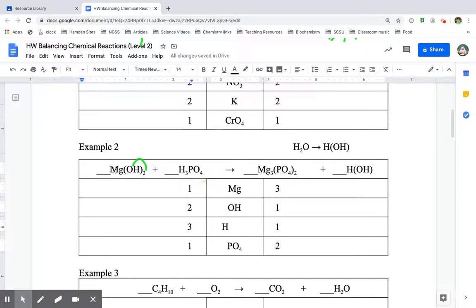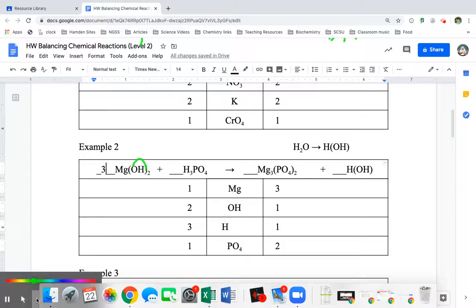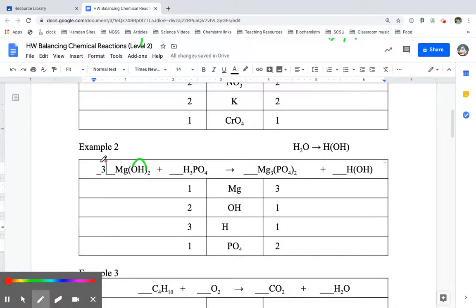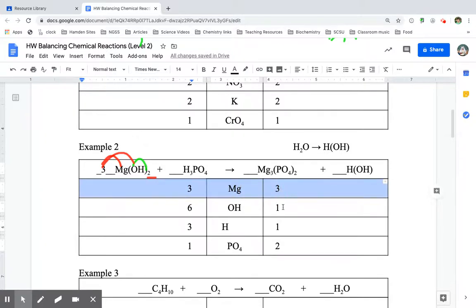I need 3 on this side, so I'm going to put a big 3 in front of there. Remember that 3 distributes all the way through. 3 Mg's, which we were trying to change. So I'm going to change my Mg's to 3. But remember, it also changes the OH. It also goes through. So 3 times 2 gives me 6 OHs. Okay, change my Mg's. They match.